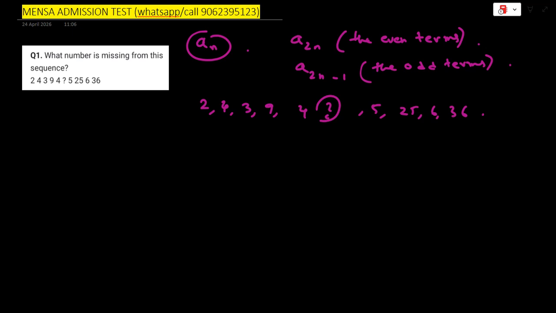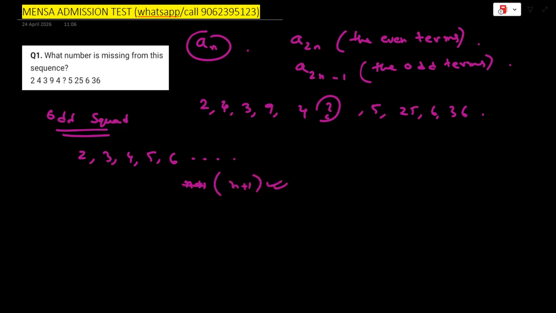Now first take the odd squad, like first, third, fifth, seventh, ninth numbers, like that. Okay, so this is 2, 3, 5, 6, and so on. So it's just n minus 1, sorry, n plus 1, right? Now the even squad. 4, 9, this is the one we have to find out, and like then 25, 36 and all.